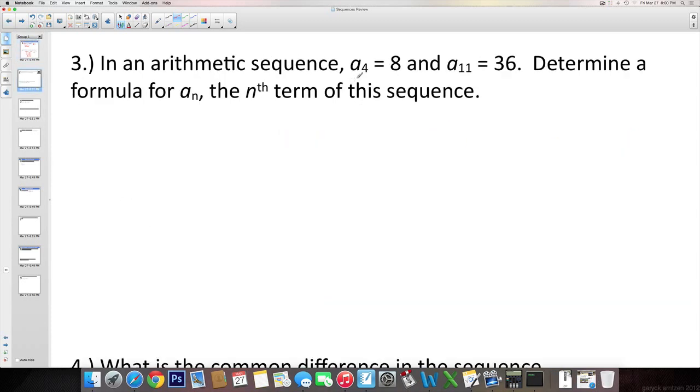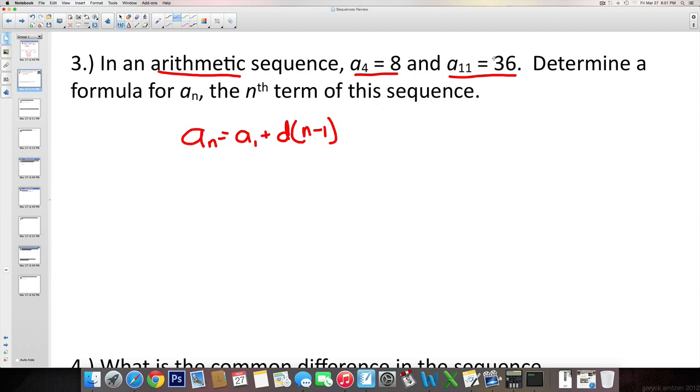So in this question, they give us the fourth term is 8, the 11th term is 36, and once again, we want to determine a formula. And they also tell us that it's an arithmetic sequence, which is good to know because we would be using this formula here. So the difference with this question is that they don't give us a sequence listed out. We don't have the first term. We don't have the common difference, so we can't just pull things very easily.